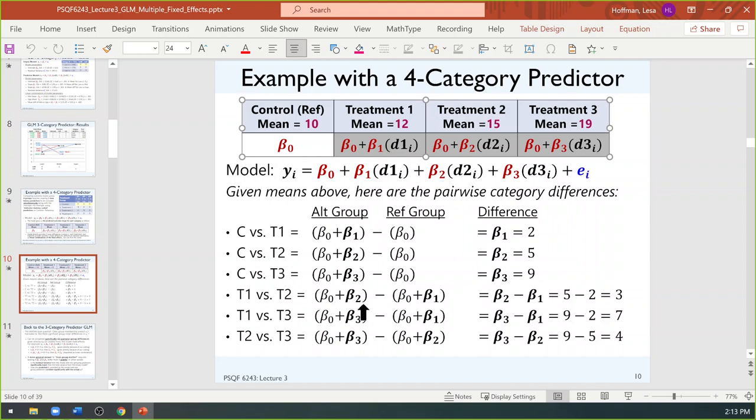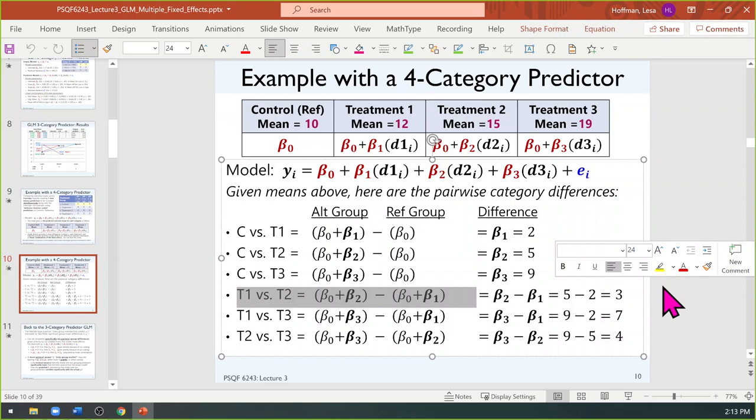So that math is done for you down here, for instance. Can you say again which one goes first? The one that goes first if you're doing the subtraction is the second group. So if I have treatment one versus treatment two, it's the treatment two mean minus the treatment one mean.